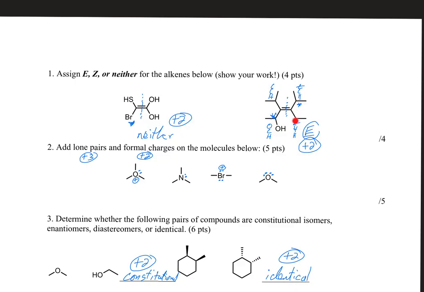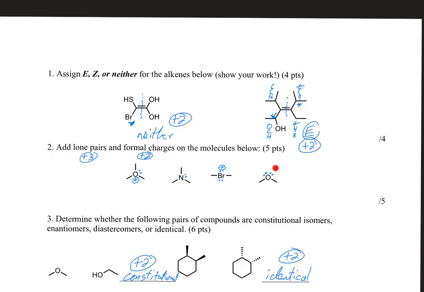Here, carbon to carbon, tied. Carbon, carbon, H. Carbon, H, H. Carbon to carbon. They tie. Carbon versus H. This one wins. So they're on opposite sides. So that's E. And make sure you show your work on these.